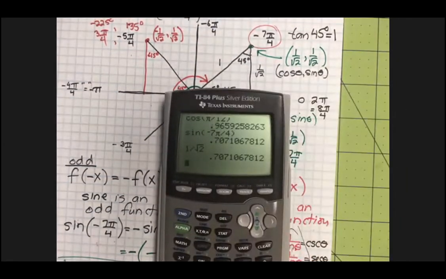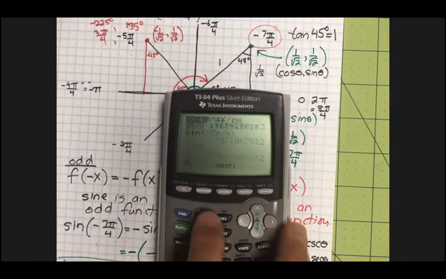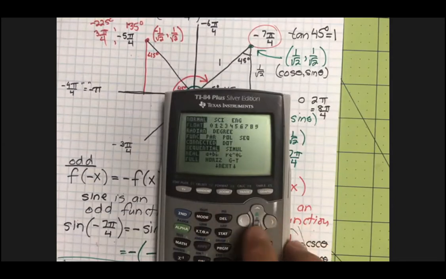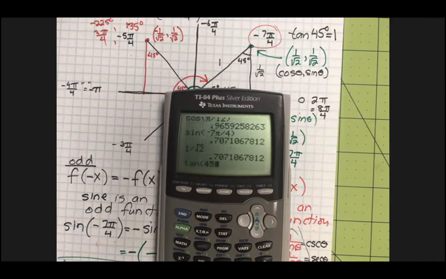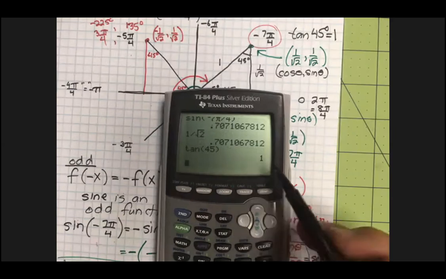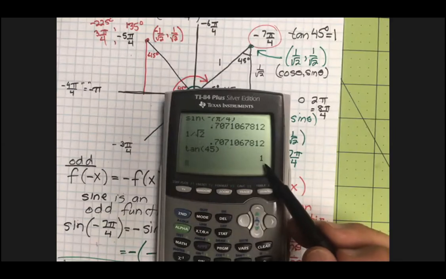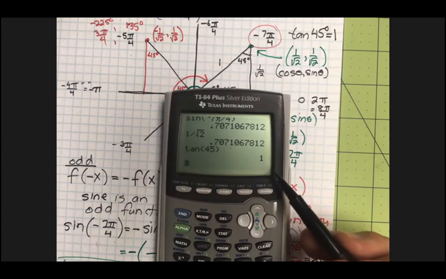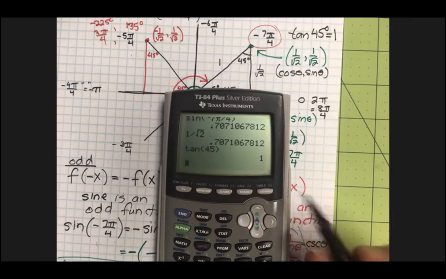Check calculator, just to be happy. Go back to degree mode. Tangent, 45 degrees, 1. And don't be surprised. You knew it was going to be 1. You knew it was coming. You've been there before. Okay?